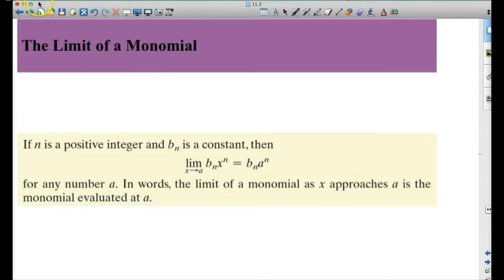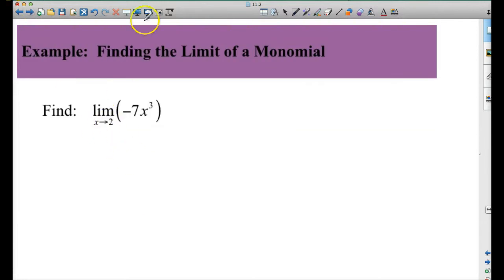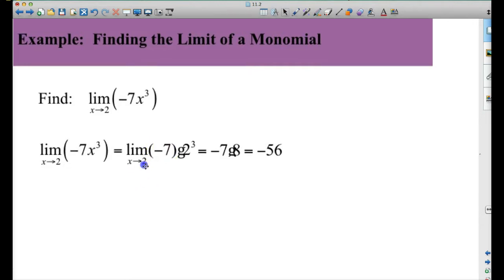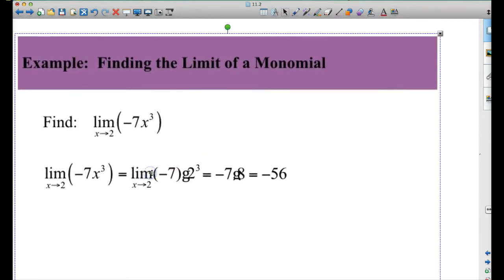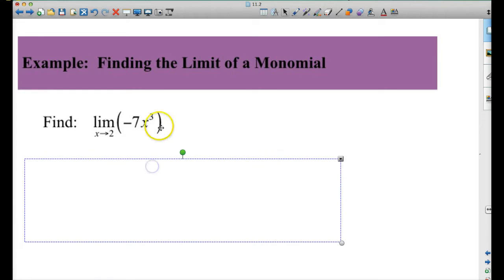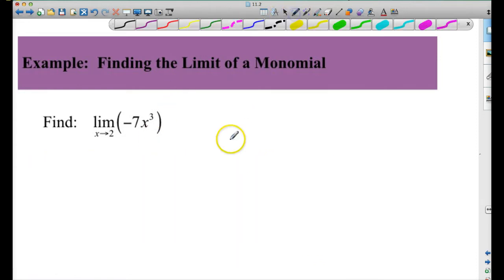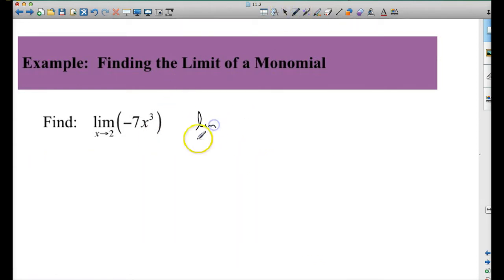Powers, plug in the numbers and get your answer as you go. When we look at this limit, since this is a continuous function, we can think about this as the limit as x approaches 2 of negative 7 times the limit as x approaches 2 of x cubed. Negative 7 times, plugging that in, 8, which is negative 56.